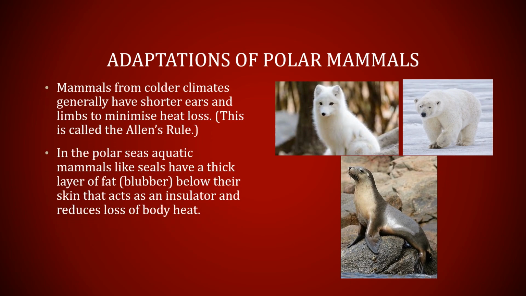Let's see the adaptations of mammals that live in colder climates. Mammals from colder climates have shorter ears and limbs to minimize heat loss. This rule is called Allen's rule. In the polar seas, aquatic mammals like seals have a thick layer of fat or blubber below their skin that acts as an insulator and reduces loss of body heat.